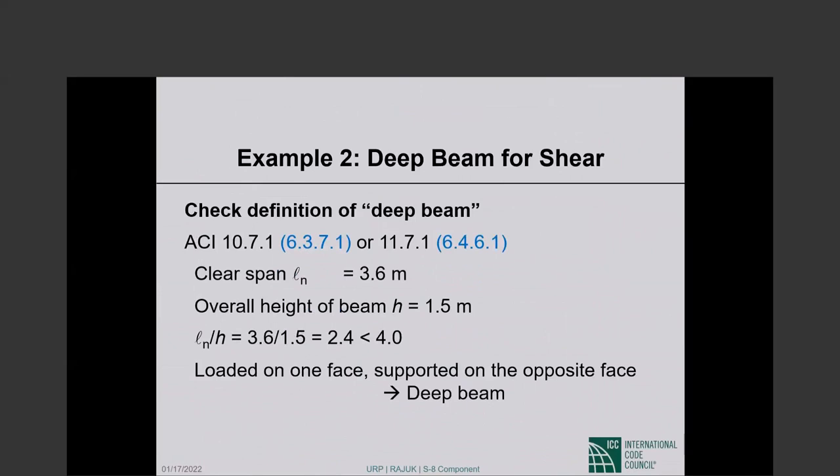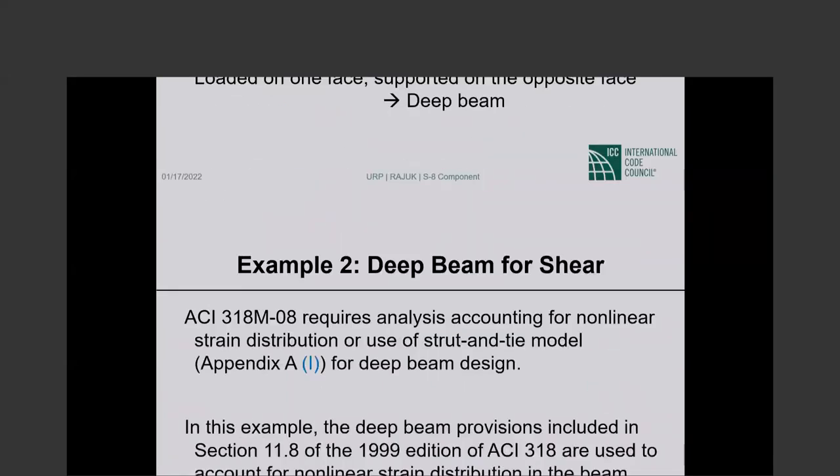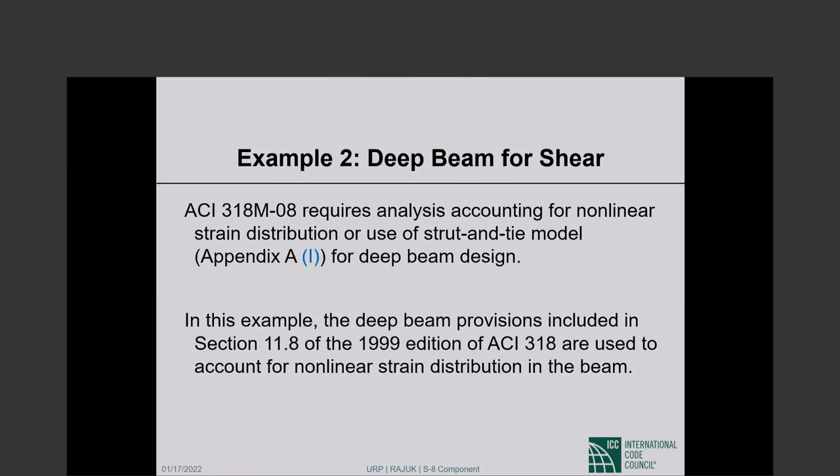So clear span 3.6 meters, overall height of beam is 1.5 meters. Clear span to total depth ratio is 2.4. That is obviously less than 4.0. The beam is loaded on one face, supported on the opposite face. So this is definitely a deep beam by the definition of ACI 318-08.